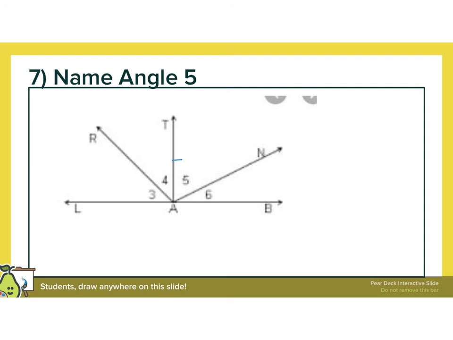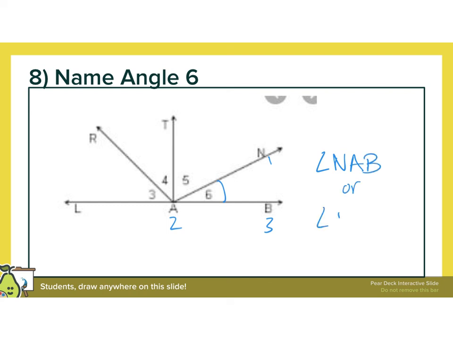Angle 5, so this would be 1, this would be 2, this would be 3, so it could be angle TAN, or angle NAT. Last one. Angle 6, this could be 1, this is always 2, this could be 3, so angle NAB, or the other way, angle BAN.